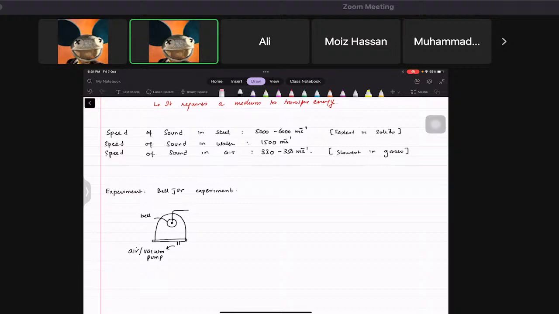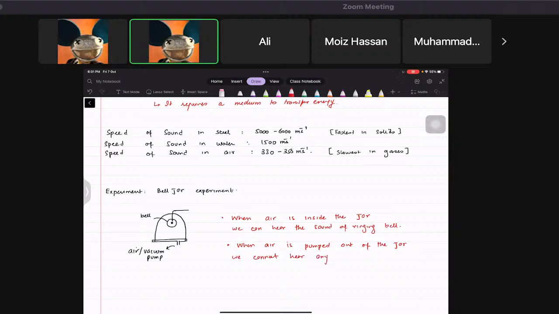The simple experiment explains that when air is inside the jar, we can hear the sound of the ringing bell. But when air is pumped out of the jar, we cannot hear any sound of the ringing bell. Simple, right?